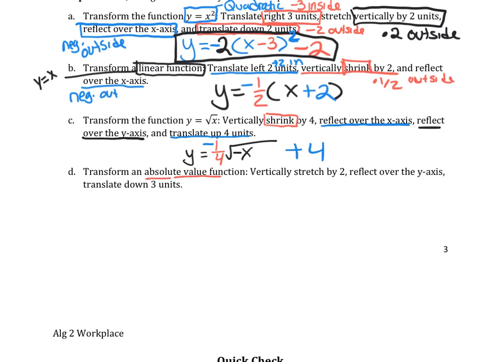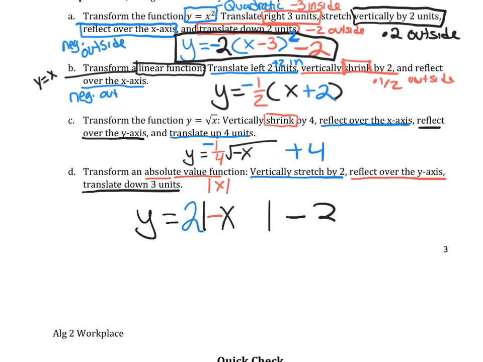Okay, then letter D, we have our absolute value function, so those vertical bars. So y equals absolute value of x. Leave some space around it so you can add in your stuff. Vertical stretch by 2 means we multiply by 2 on the outside. Reflect over the y-axis means a negative on the inside. And translate down 3 would be minus 3 on the outside. Any questions?